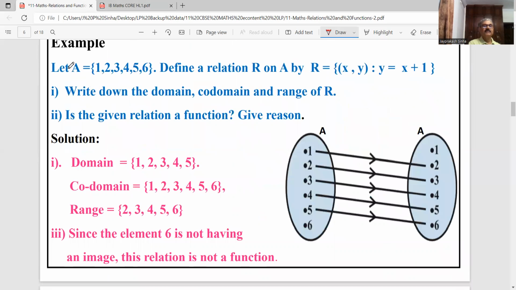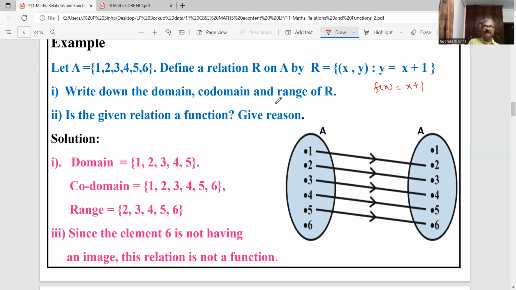There is a question. Let A = {1, 2, 3, 4, 5, 6}, means 1, 2, 3, 4, 5, 6 are the elements of set A. Define a relation R on A by R = {(x, y) such that y = x + 1}, means f(x) = x + 1. Okay. So write down the domain, codomain, and range of this relation.